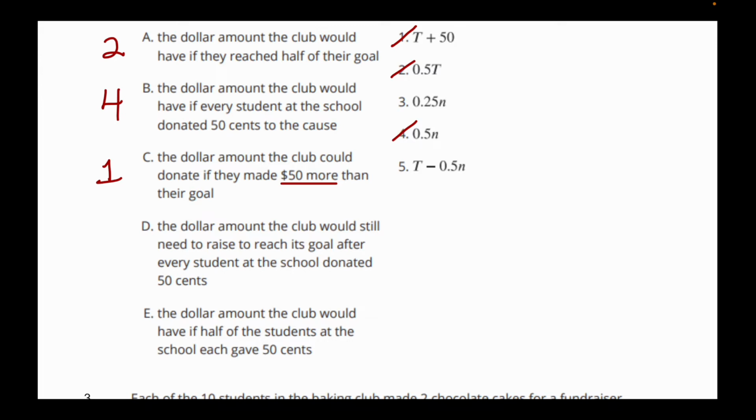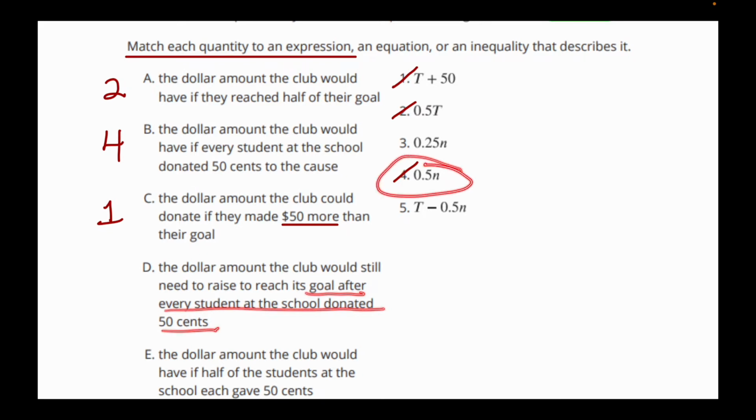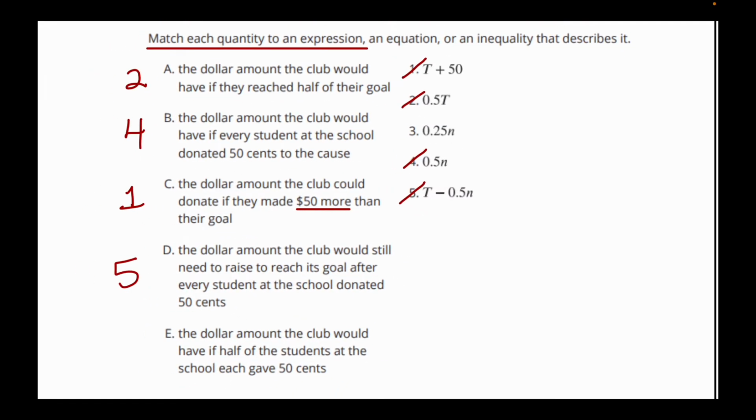So the dollar amount the club would still need to raise after every student donated 50 cents. So it's the goal after every student donated 50 cents. We know every student donating 50 cents was this, and we know the goal was T, so that goal minus that is going to be this one right here. So this would be 5. The goal minus 50 cents for each one. And we're going to double check that E works with choice number 3.